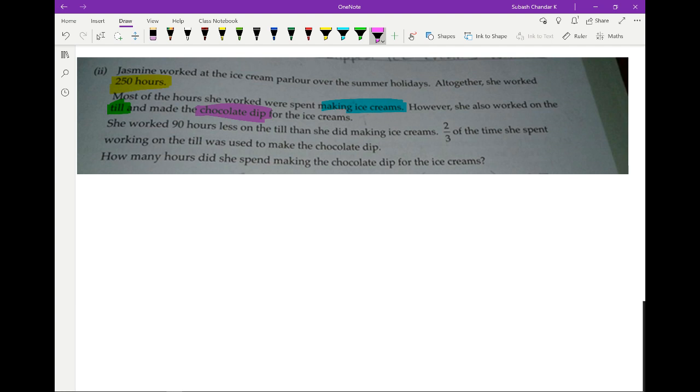So what I've got is these 3 different events that are happening: making ice cream, working the till, and chocolate dip. And all of that equals 250 hours. So basically this is what we have. We've got something in blue, that's the ice cream, plus something in green, which is the till, plus the purple, which is the chocolate dip, which equals the yellow, which is 250 hours of working time. That's what we have so far.